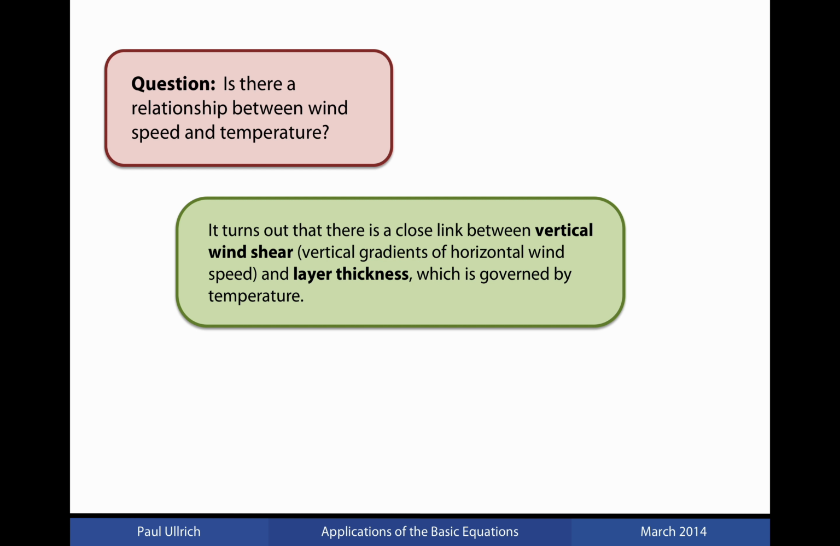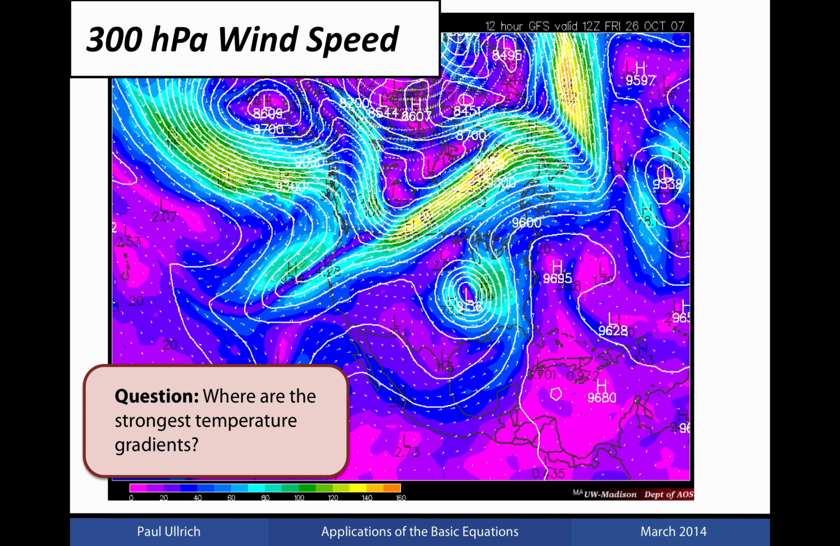Let's look at this diagram of 300 hectopascal wind speed, which describes an upper level region in the troposphere where we would expect to see high wind speeds associated with jet-like features. So the question becomes, where are the strongest temperature gradients at levels below the 300 hectopascal level? In this diagram, you'll notice that we have the strongest wind speeds associated with regions where the geopotential height contours are bunched very closely together. This gives some indication about where the temperature gradients are going to be strongest in the lower regions.